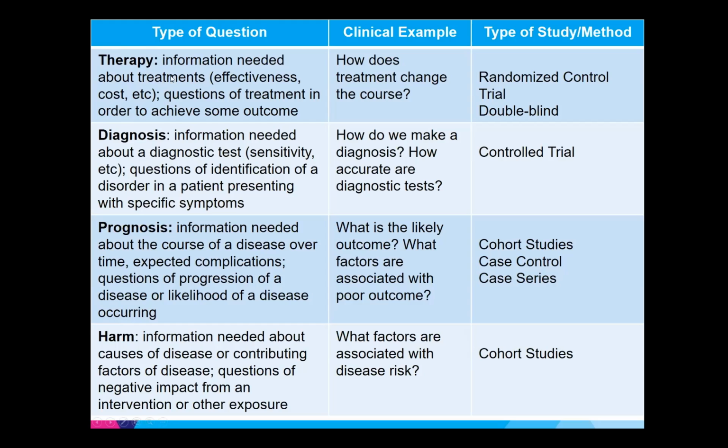The therapy most people are familiar with, and the reason I structured EBM this way years ago, was just that most of the articles being presented were therapy, and we weren't being introduced to other types of study designs. So therapy, most people are familiar with: what is going on with treatments and the outcomes when people get put on treatment. So how does treatment change the course? And most of these are RCTs or double blind.